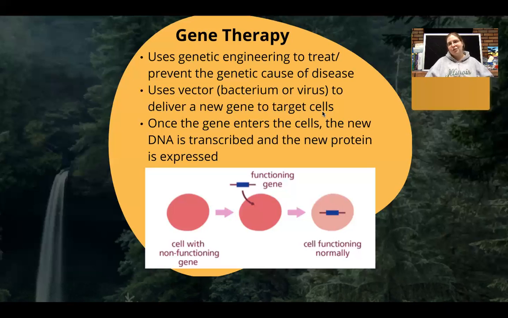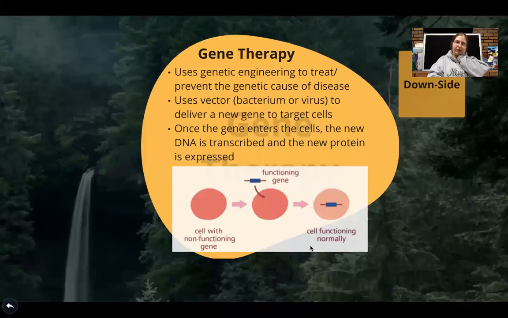And it's not just looking at this in terms of hemophilia, but they're trying to use it for certain cancers or disorders like Huntington's and Parkinson's, maybe even Alzheimer's. So what they're trying to do is see if they can incorporate functioning genes into cells with a non-functional version of that gene in order to help the cell work normally. So once the gene enters the cell, the new DNA is transcribed and the new protein can now be expressed.